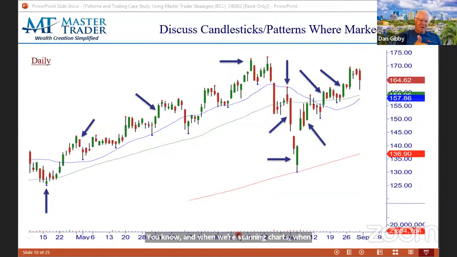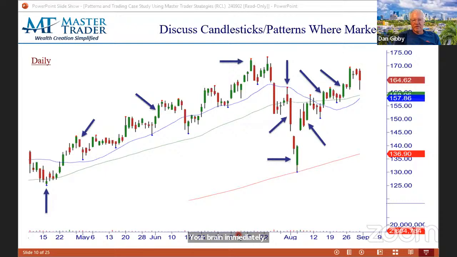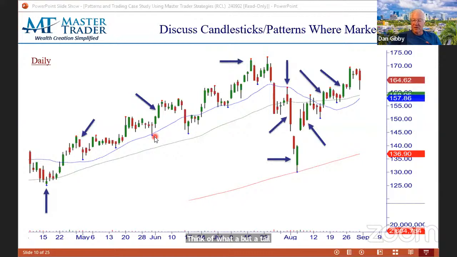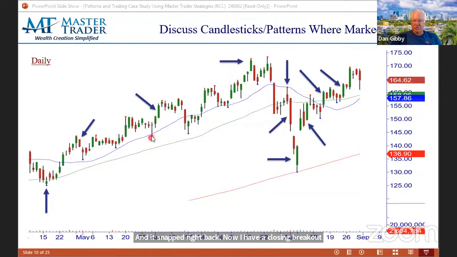And when we're scanning charts, when you get a seasoning, your brain immediately will go to the one or more of the most high probability setups. So my eye, because of this bottoming tail bar, going bullish price action at the 20, think of what a tail is. This was an ugly red bar at the low, and it snapped right back. Now I have a closing breakout. That would have been a great put spread under the low, and more swing traders, you buy over the high and manage in between.